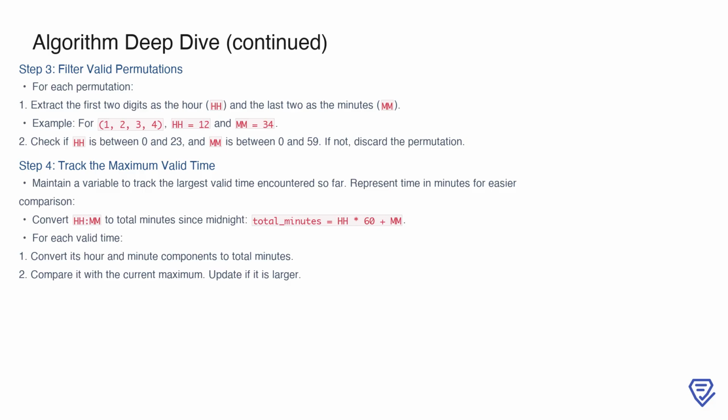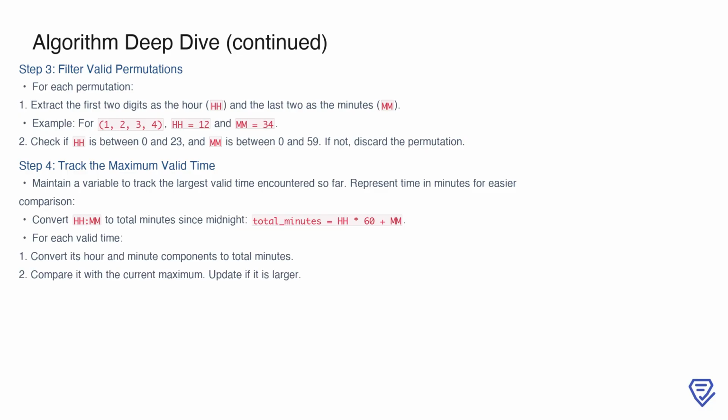Once we have all the permutations, the next step is to filter them to identify valid times. For each permutation, the first 2 digits form the hour, and the last 2 digits form the minutes. For example, the permutation 1, 2, 3, 4 corresponds to HH equals 12 and MM equals 34. We check whether HH lies between 0 and 23 and MM lies between 0 and 59. If either condition is not met, the permutation is discarded.